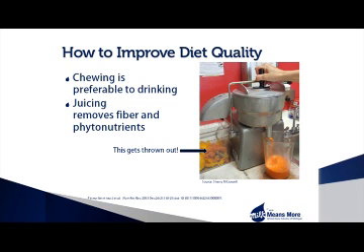Phytonutrients, many of which are bound to the fiber in the pulp, are also lost by juicing. One alternative is to blenderize whole fruits and vegetables rather than juicing them. This process retains more of the fiber and other dietary components.